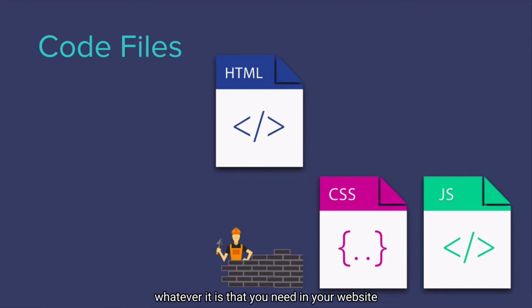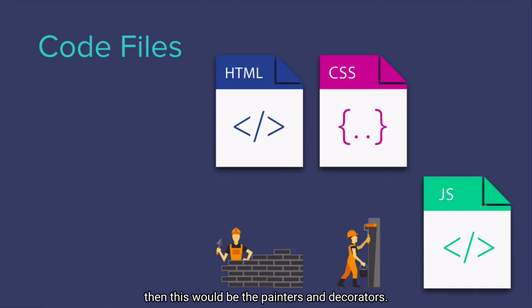Now, the second type of files are CSS files, and these files are responsible for styling your website. If you are building a house, then this will be the painters and decorators. They will be going around painting the walls and adding stylish flourishes to your place, and generally making the place look the way that you want it to. And that's exactly what CSS code does as well.